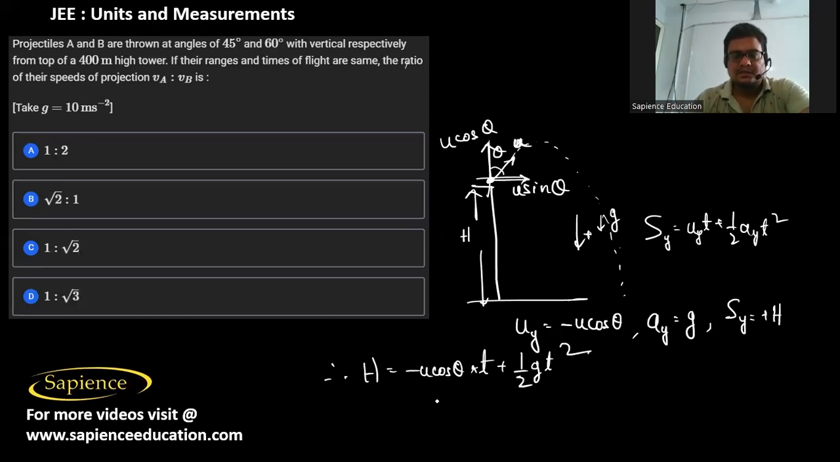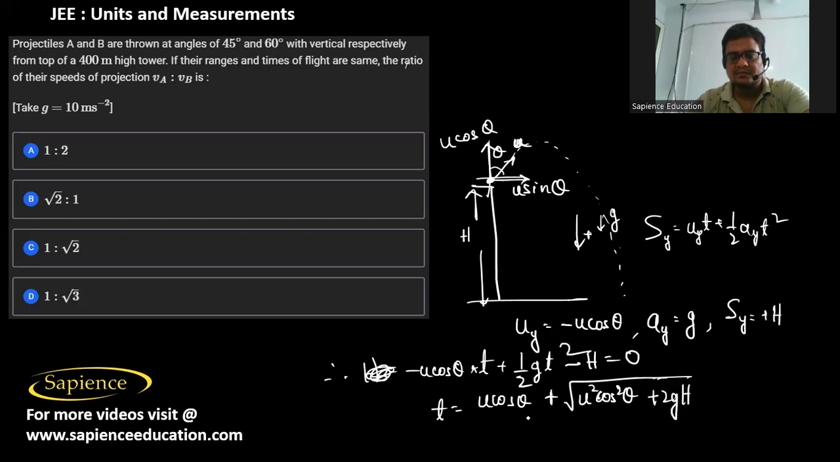So from here we can find out the time of flight. Therefore, this minus h is equal to 0. So t will be equal to minus b plus square root of b square minus 4ac, that is u square cos square theta plus 2gh, by 2a, which is equal to g. So this will be the time of flight.